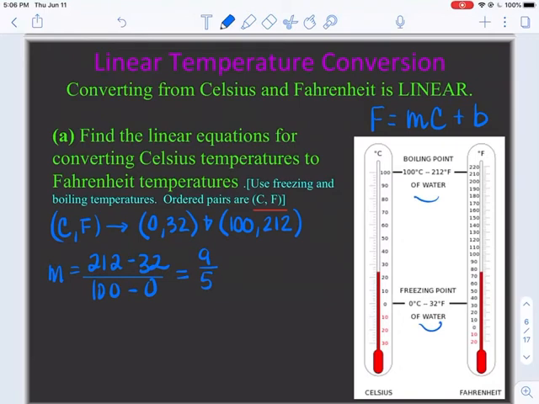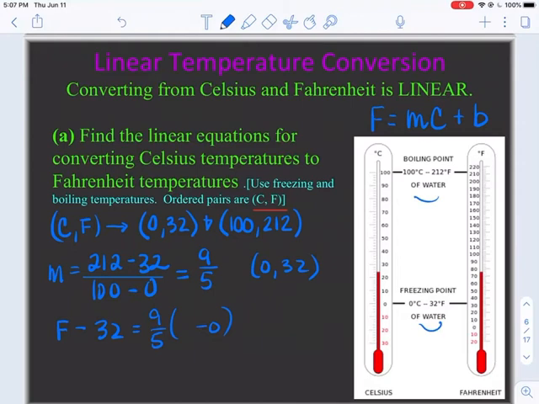And then I can go ahead and put it in point slope form, so it is easier. So I have f minus, and I'm going to use the point 0, 32. So here's the point, here's the slope, okay? Then I get f minus the y value, 32, is equal to 9/5 times the quantity x minus 0. Oh, not x.